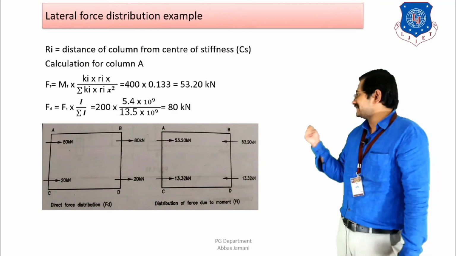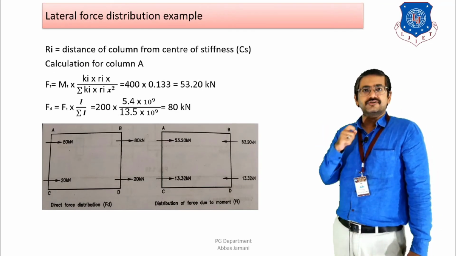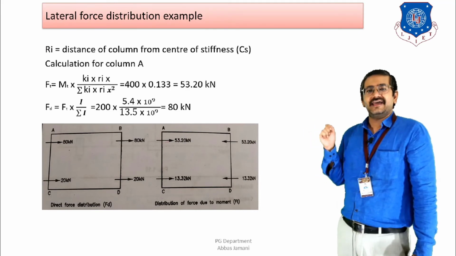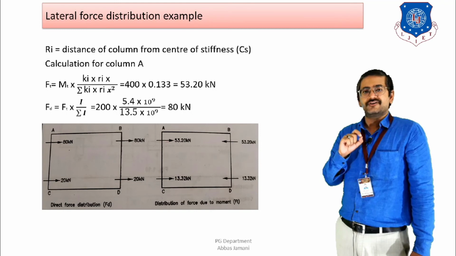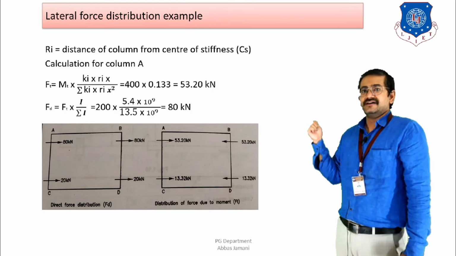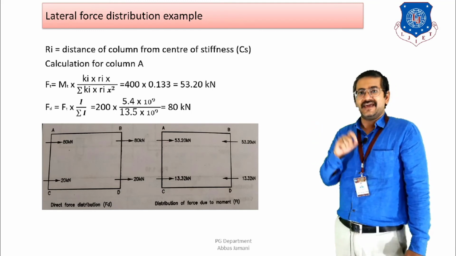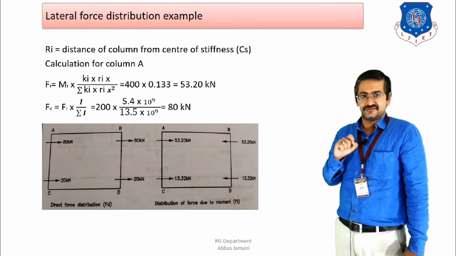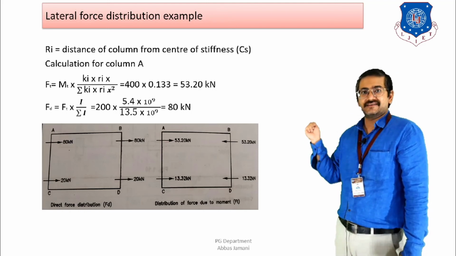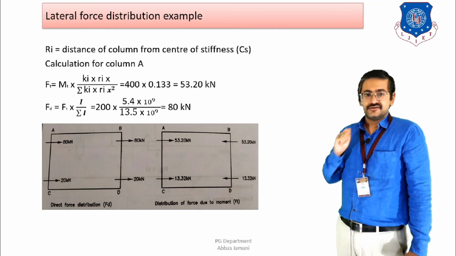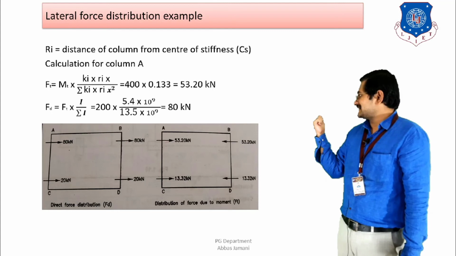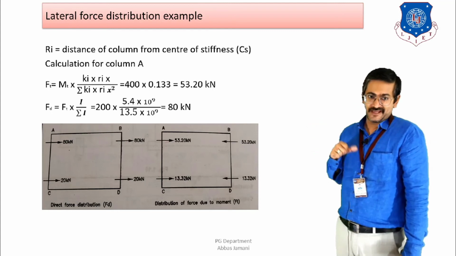The formula for Ft, that is the force due to moment, is given by M into Ki Rix divided by sigma Ki Rix square, where i and x are going to be in the suffix. You have to keep that in mind. Don't get confused over here that it is going to be in multiplication. I and x are both the suffix that are there, right? So it is going to be Ft is equal to M into Ki Rix divided by sigma Ki Rix the whole square. So if you have this value, then if I calculate for the column A, then I will get the answer as 53.20 kilonewton as shown over here.